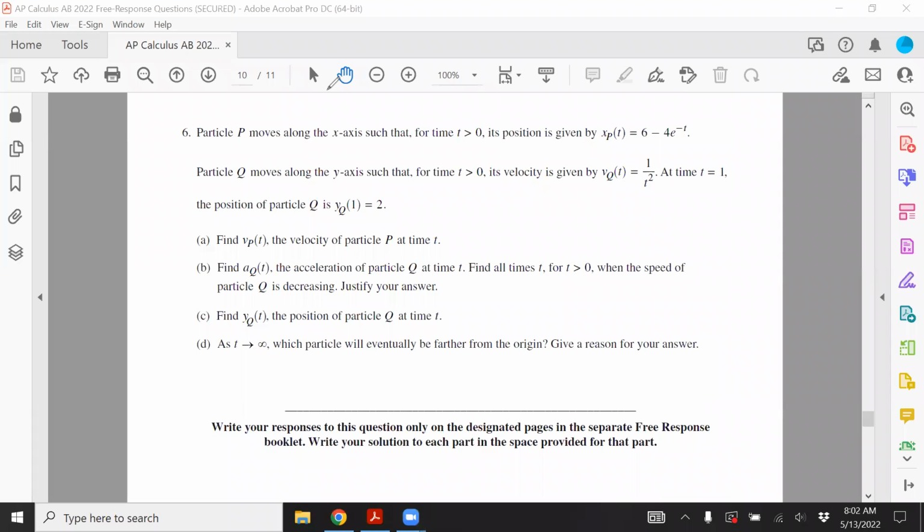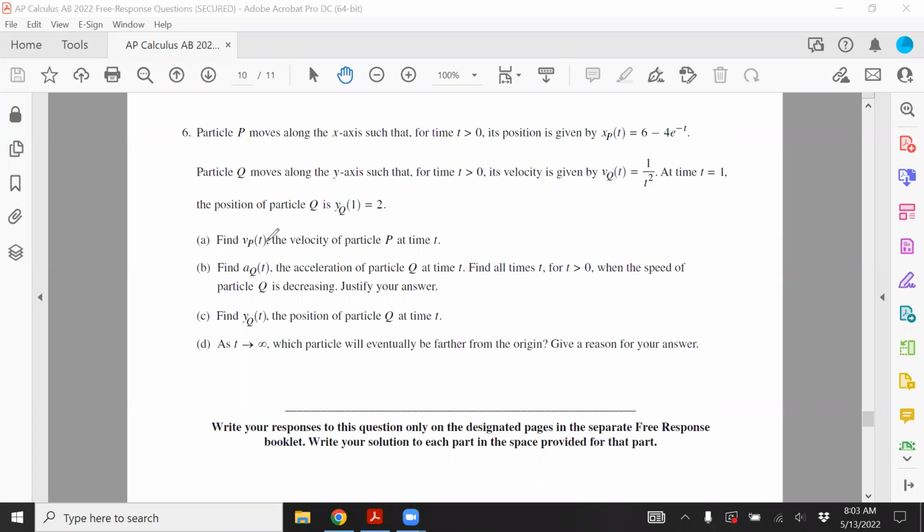Okay, lastly, we have number 6 of the free response for AP Calculus AB 2022. Here they have dealing with linear motion. They have a particle. They have 2 particles actually. They give you the position for one, the velocity for the other. They give you the initial condition for the velocity of Q. For the position of Q.